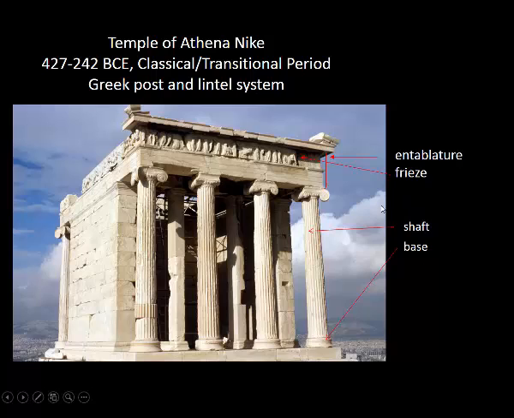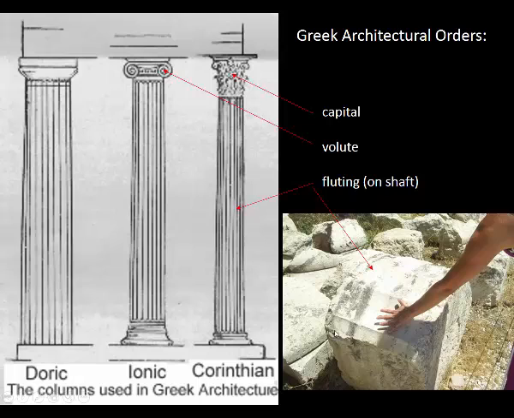Here's some other terminology that we've already covered, just putting it in for review. We have the shaft, the body of the column, the base, the bottom of the column. Now, a couple more things. We have our Greek architectural orders, which are kind of like styles of architecture. And the easiest way to determine a Greek architectural order is to look at the column. And what's even easier is to look at the capital, which is the top of the column.